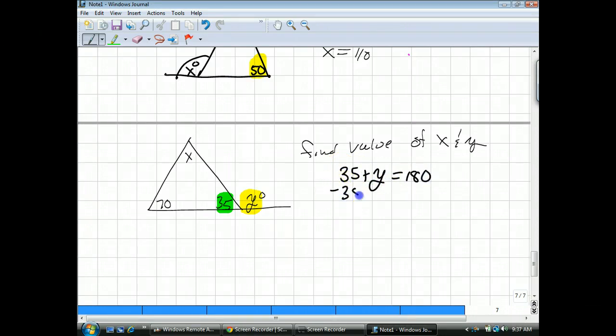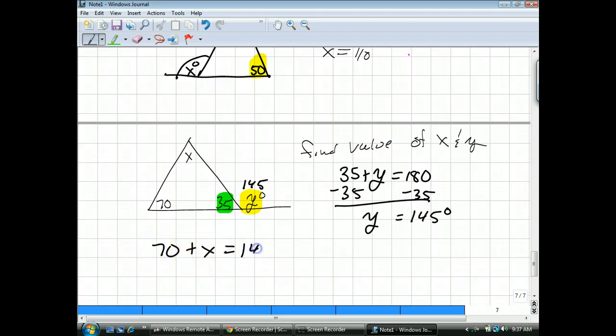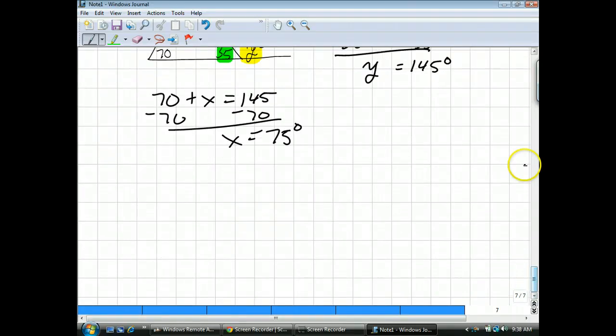So if I subtract 35, y has to be 145 degrees. Okay, so this is 145. So then 70 plus x has to equal 145. So if I subtract 70, x equals 75 degrees. Okay, so I was able to solve for x and for y. Okay, let's do one more example and we'll be done.